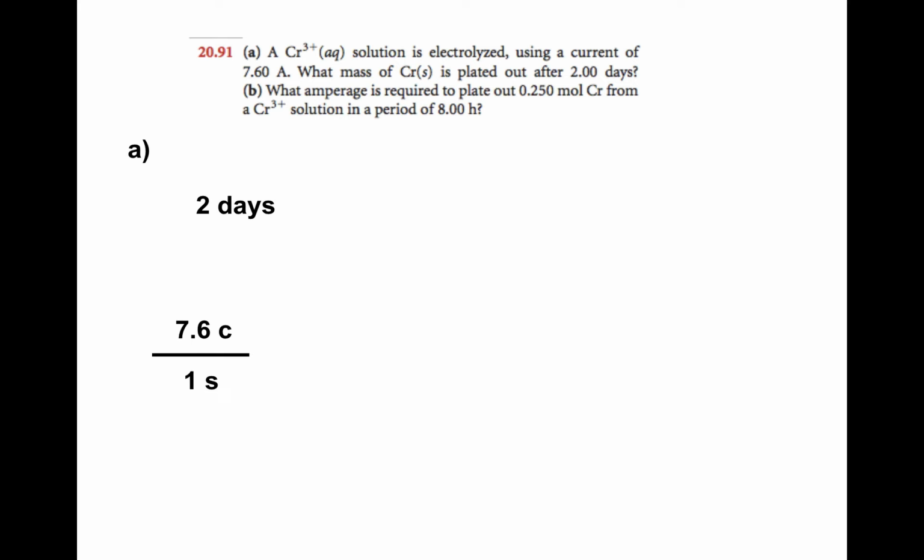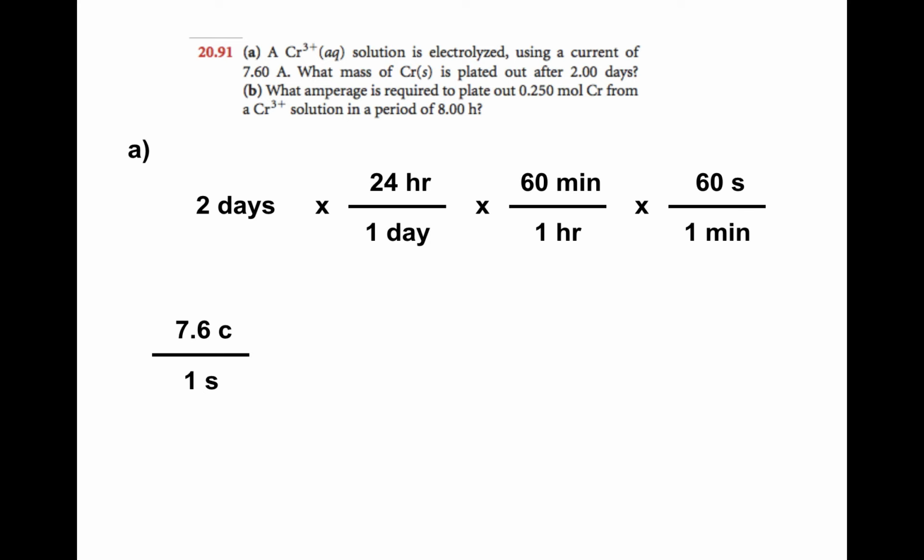All right, so first things first. If I want to use this conversion unit, it's a way to get out of seconds and get to coulombs. I want to go from days to hours, hours to minutes, and then minutes to seconds. Now, if I multiply by this conversion factor, I cancel seconds, and I've converted to how many coulombs I've had to generate for 2 days.